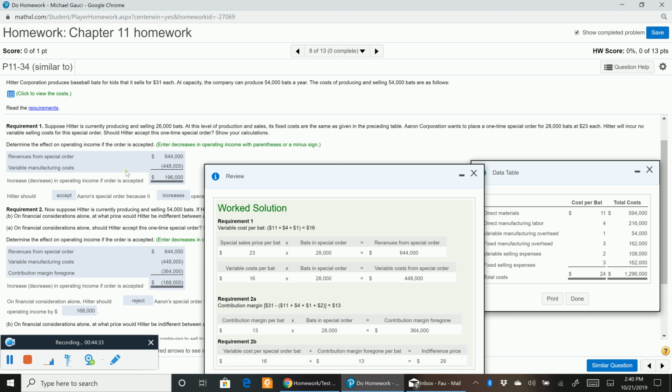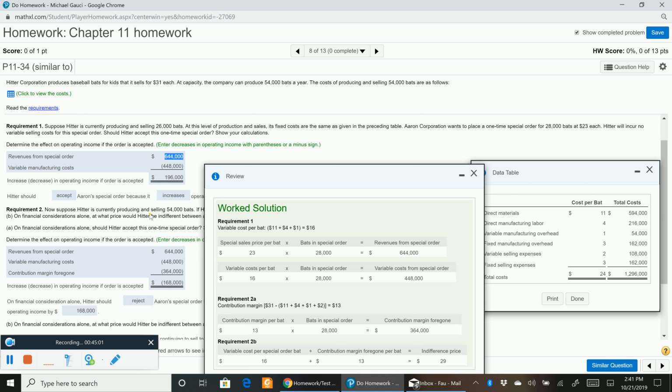Well, once again, we're going to analyze the relevant revenues and the relevant costs. So the relevant revenues, if we don't accept the special order, we have additional revenues of 0. But if we do accept the special order, we're going to get the special sales price of $23 times 28,000 bats, a total of $644,000 is your relevant revenue.